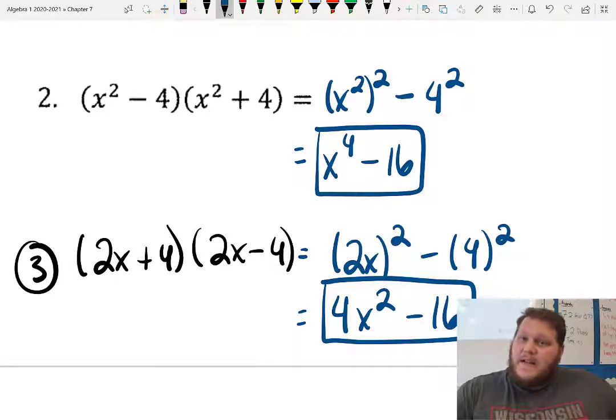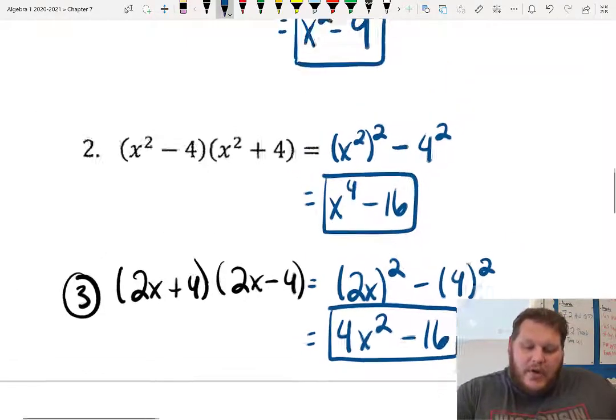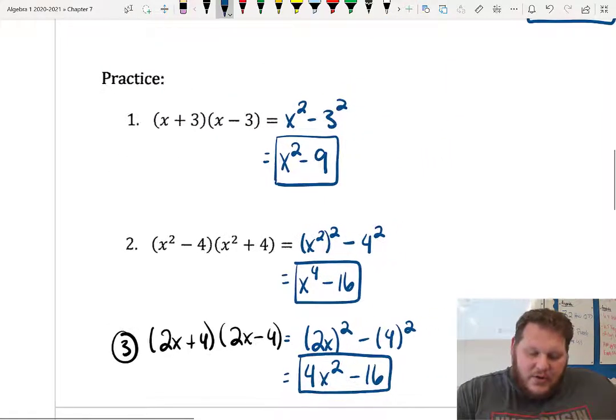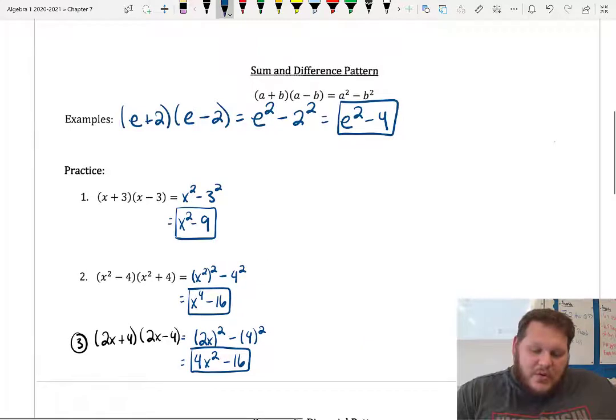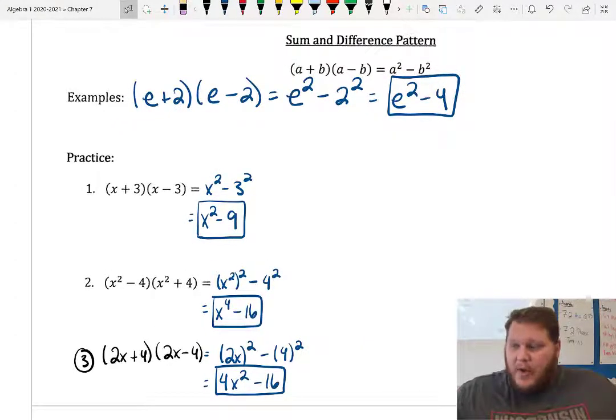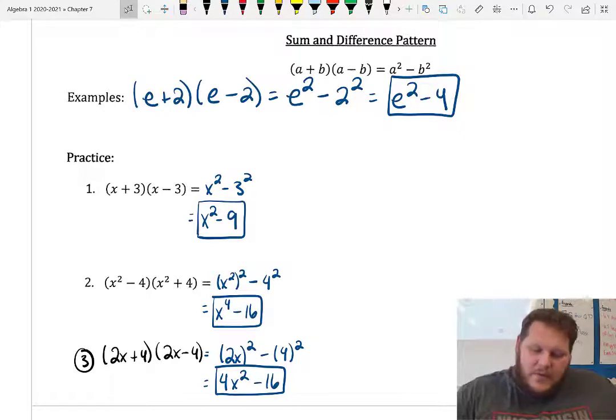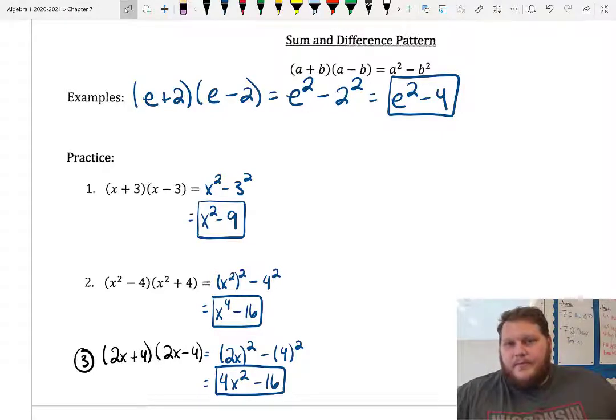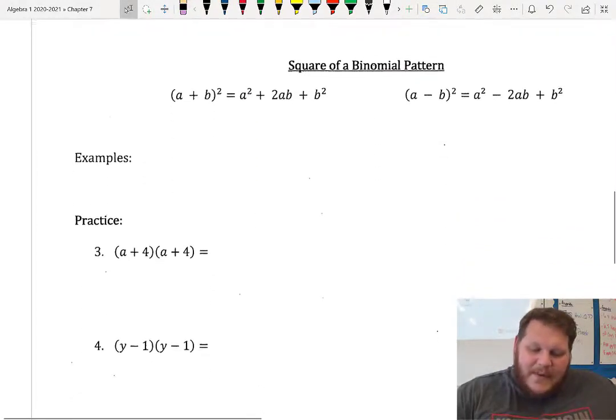So that's what that looks like. That's our sum and difference pattern. We'll eventually, later in this chapter, change the name of this to the difference of 2 squares, because my answer is literally the difference of 2 squared things. So that's why we call it the difference of 2 squares. If you're going to take one thing away from this section, it would be that pattern right there. The backside is a little bit different.